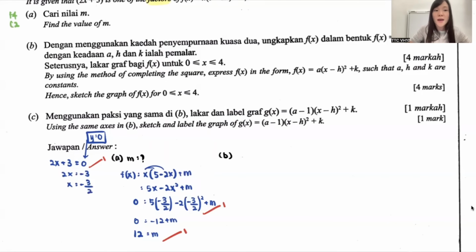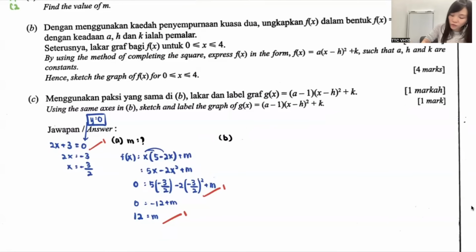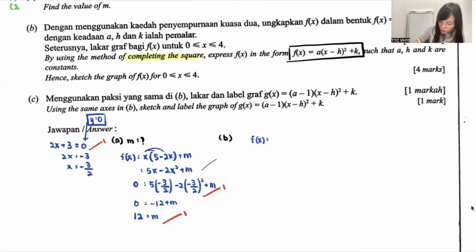Let's move on. B. By using the method of completing the square. I hope you guys' completing the square is good. They say express f(x) in this form, which is quite obviously a vertex form, such that a, h, k are constants. Okay, let's do that first. So now they want you to do completing the square. Just now the equation is here. Let me copy down for you guys: 5x minus 2x squared plus m.